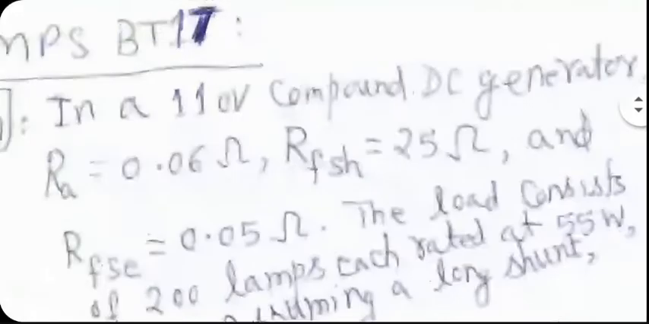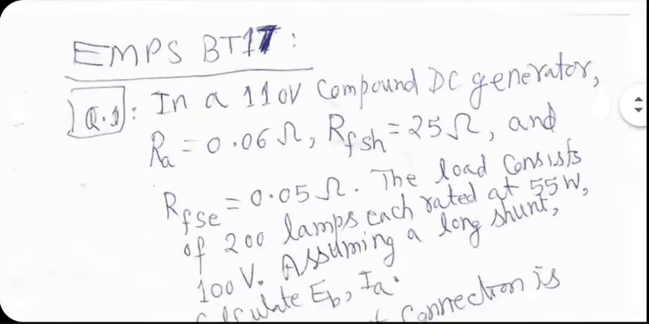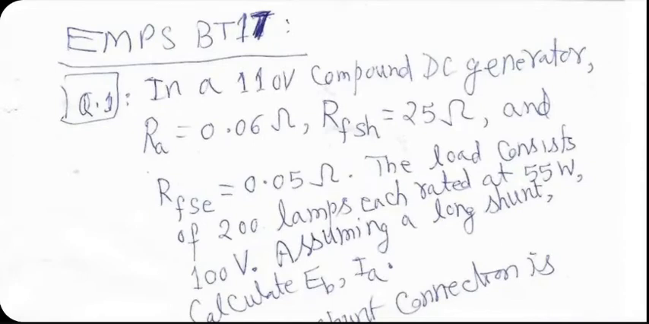Question 1. In a 110 volt compound wound DC generator, RA is 0.06 ohm, the field winding's shunt part is 25 ohm, and the field winding's series part is 0.05 ohm. The load actually consists of 200 lamps, each rated at 55 watt and 100 volt. These lamps are supposed to be connected in parallel. That's how the load is generally. Assuming a long shunt, calculate EB and IA.